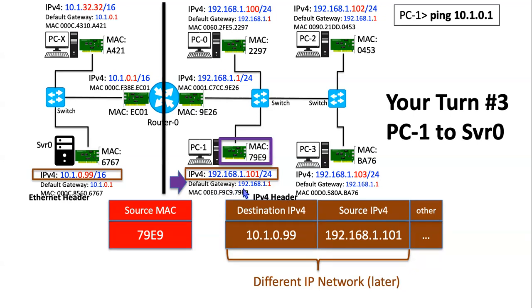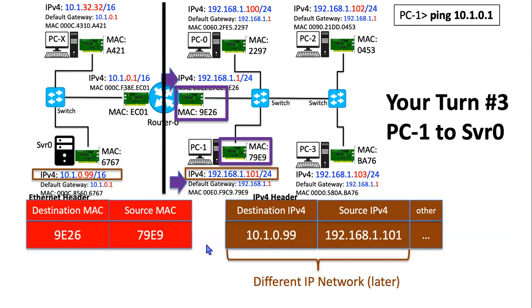So I know my destination IP, the IP address of my default gateway, 192.168.1.1. What I need is its MAC address. So there it is right there. Its MAC address is 9E26, using the last 4 hexadecimal digits. Now, how did it know that? Again, the ARP process. We'll get to that in a later video. But we're going to count, so the type field is IPv4, frame check sequence.